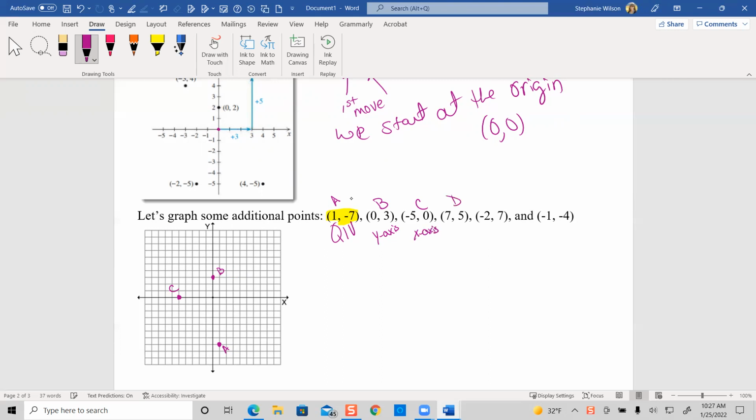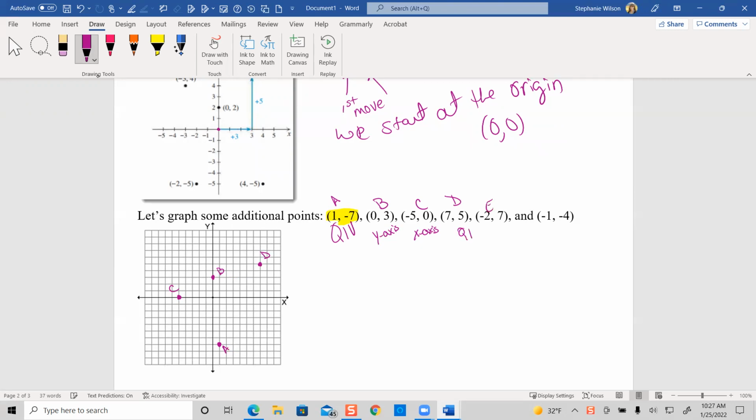Now let's look at this next ordered pair. Let's call it D. Start at 0, 0. X is positive, so we're going to go left, or excuse me, to the right. 1, 2, 3, 4, 5, 6, 7. Let's just hold off on putting our dot. Let's just hold it there and look at y. Y is positive, so we're going to go up 1, 2, 3, 4, 5. There we go. And that is located in quadrant 1.